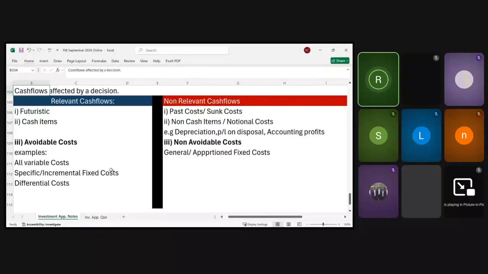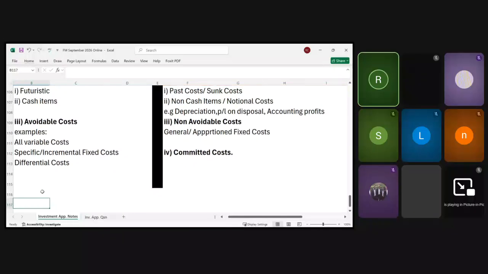Let us look at another item that is not relevant. Number 4, we have committed costs. A committed cost does not change whether we have made a decision or not. If we have committed ourselves to paying those costs, we are supposed to exclude them from the investment appraisal decision. I hope you guys understand.